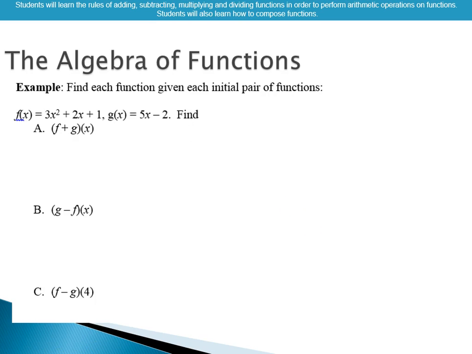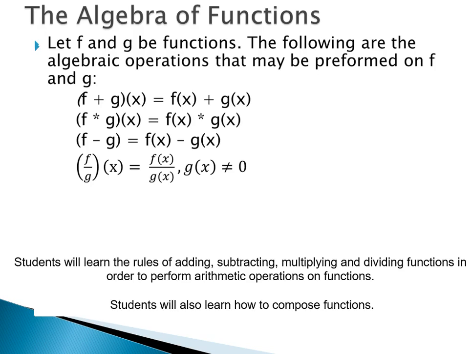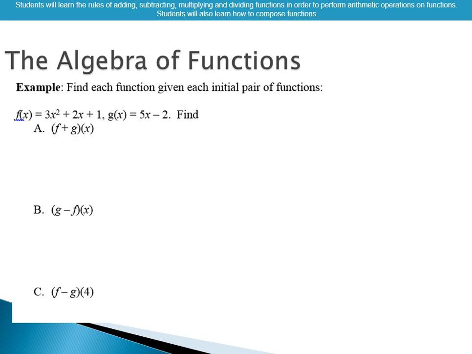Okay, so the first thing we have here is we're asked to find each function given the initial pair of functions. So f of x is 3x squared plus 2x plus 1. g of x is 5x minus 2. They want us to add these together. So we're going to add f of x, which is 3x squared plus 2x plus 1, and we're going to add g of x, which is 5x minus 2. We're adding, so we just combine like terms, and we get 3x squared plus 7x minus 1.